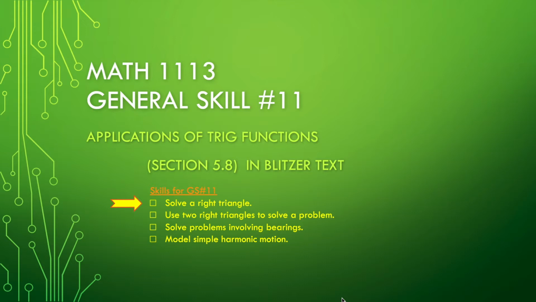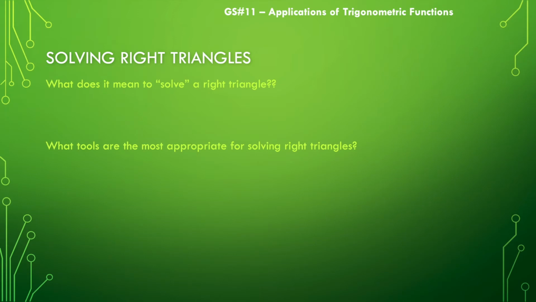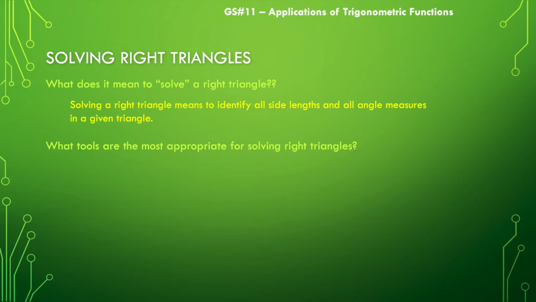So this video is going to focus on how you solve a right triangle. What does it mean to solve a right triangle? All that really means is to identify all the side lengths and all the angle measures in that triangle. When we are asked to solve a right triangle, we're going to be given some information, and based on what information has been given to us, it will require one or more tools. So what are the tools most appropriate for solving right triangles?